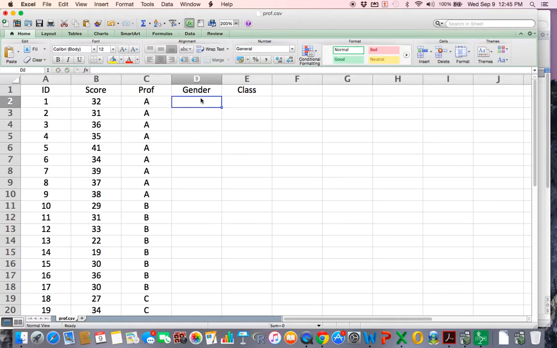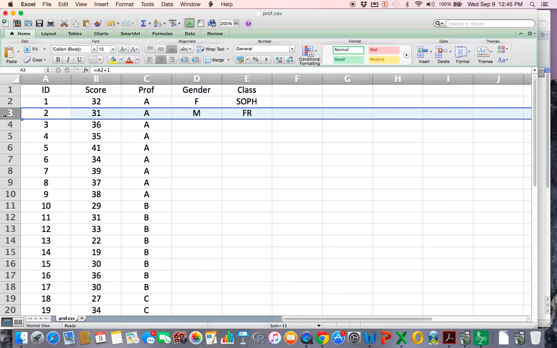And let's say that this person was a female and a sophomore, and this person was a male and a freshman. So I want to set it up like a data set, where rows represent a particular person.